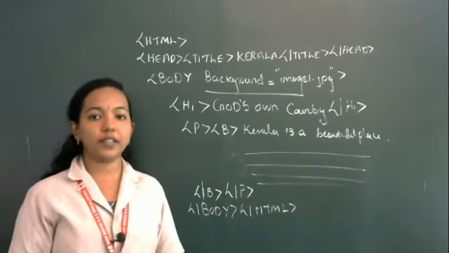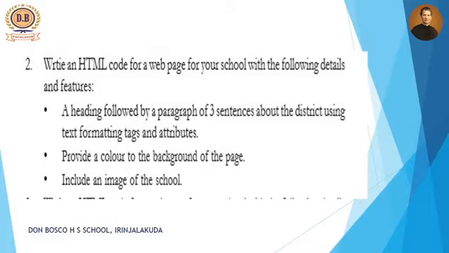Okay, so one more question we want to discuss, that is our question number 2. In question number 2, write an HTML code for a web page for your school with the following details and features. First one, the heading followed by a paragraph of 3 sentences about the district using text formatting tags and attributes. Clear? Then second, the same example, then provide a color to the background of the page. Include an image of the school.